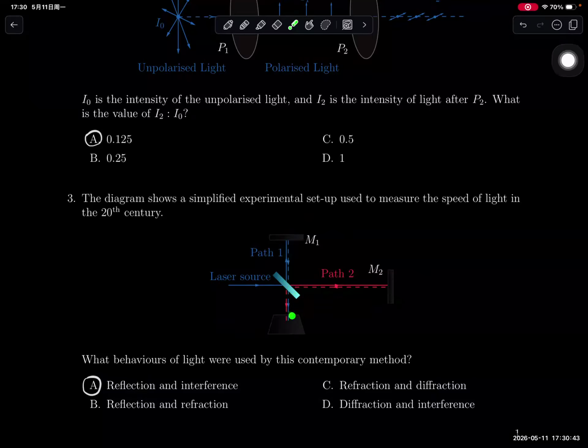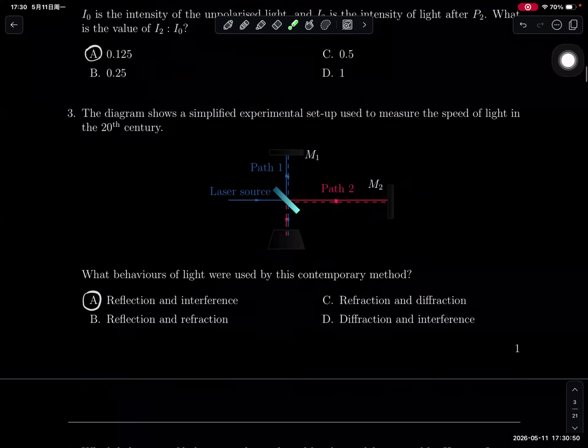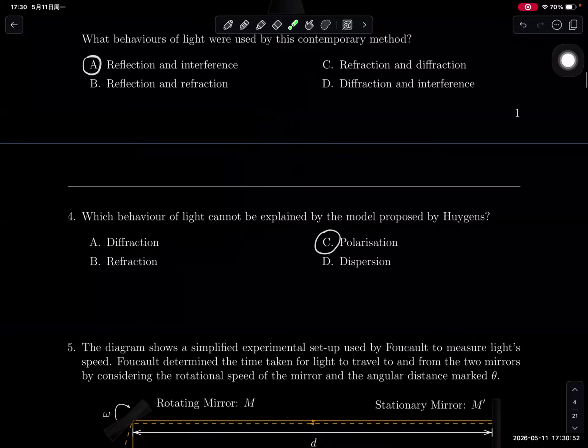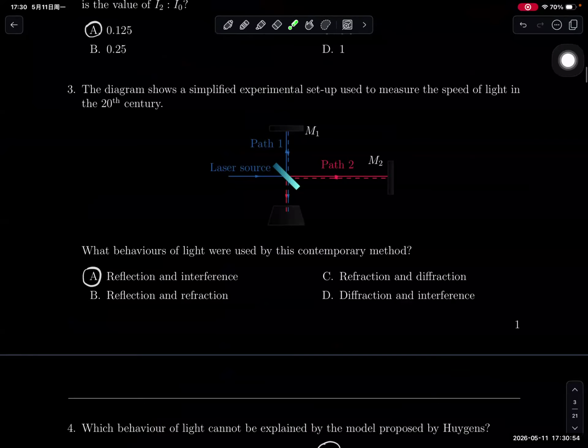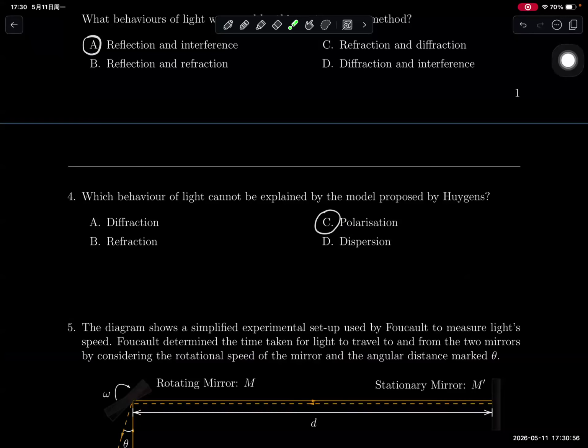We also have interference, right? We're supposed to have an interference pattern shown on the screen. So it's reflection and interference. Okay. Question 4 says which behavior of light cannot be explained by the model proposed by Huygens?